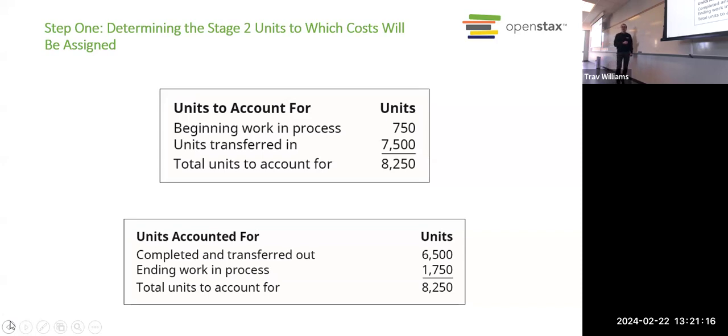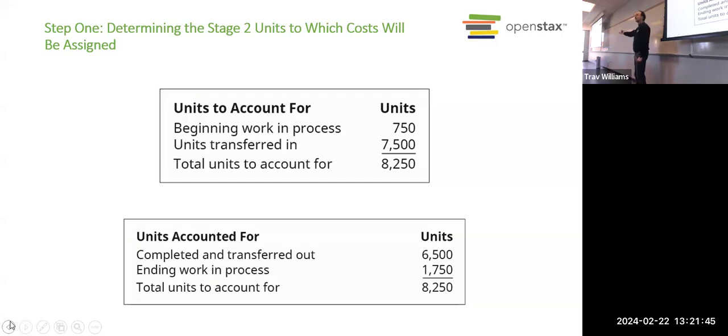What you have that you're already working on at the beginning of the period. So these would be products you started making last period, and then at the beginning of this period, they were still there in your department. That is your beginning work in process. And so we see that the packaging department had 750 units they were working on.